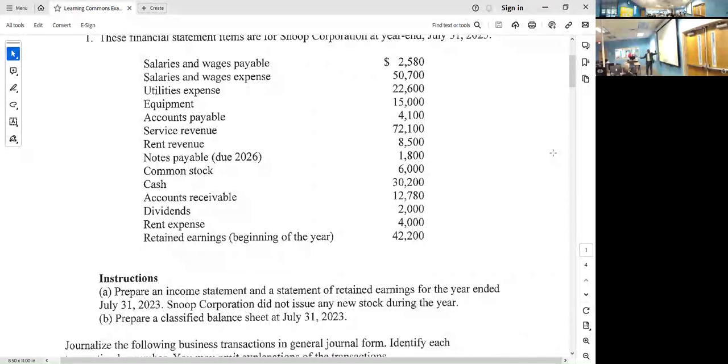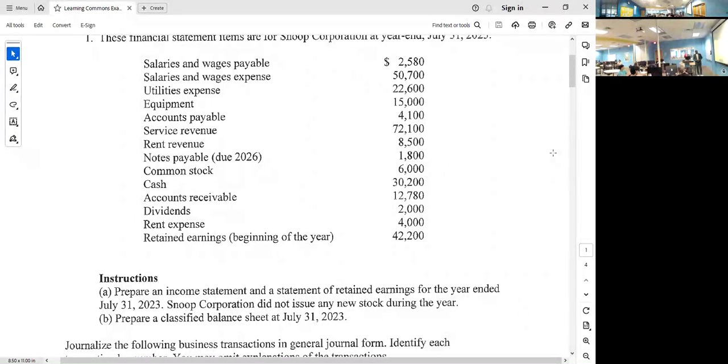Dividends: you'll note there are some dividends. Dividends are not an expense. The only way you're going to see dividends is in the retained earnings. Then we have rent expense, and then retained earnings at the beginning of the year. Now, where is retained earnings located? What kind of account is retained earnings? Stockholders' equity. That's right.